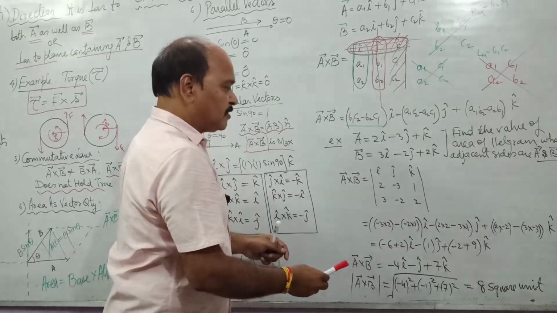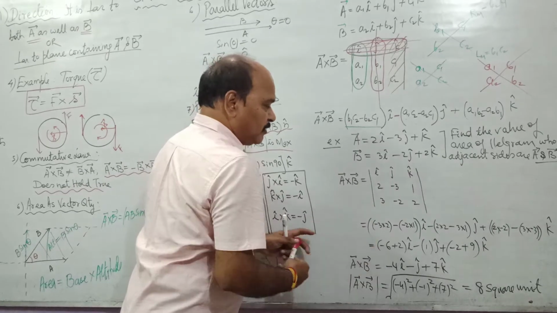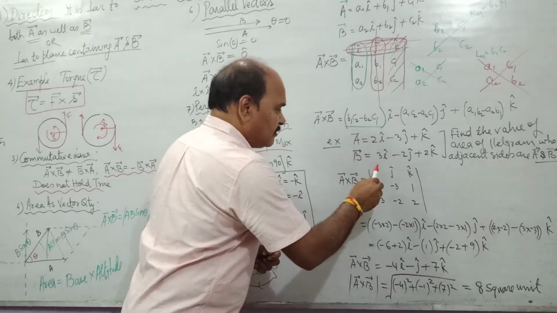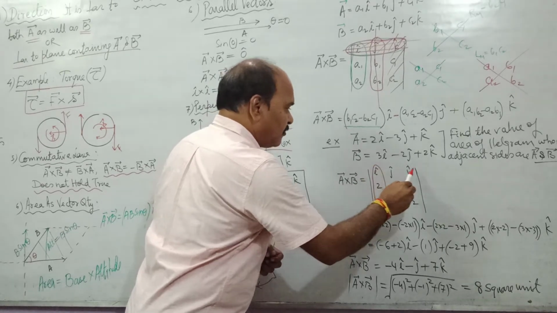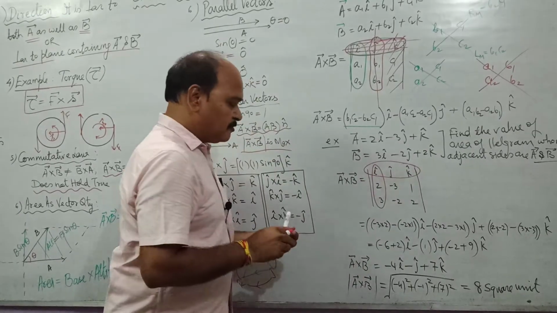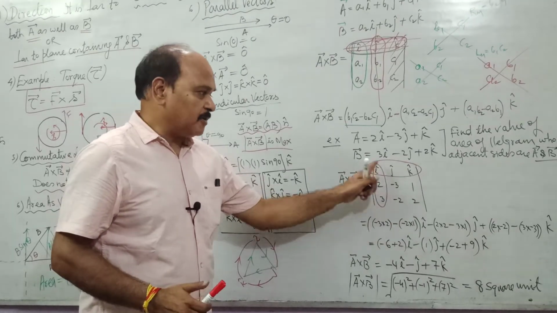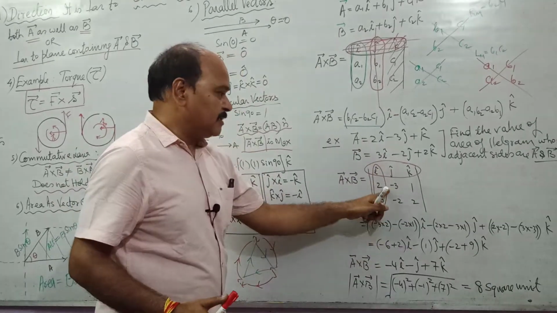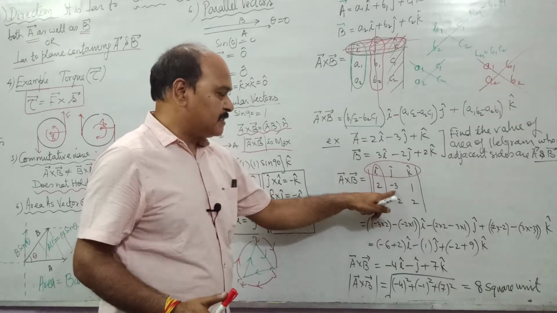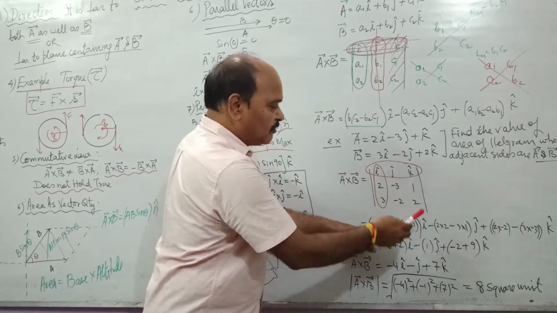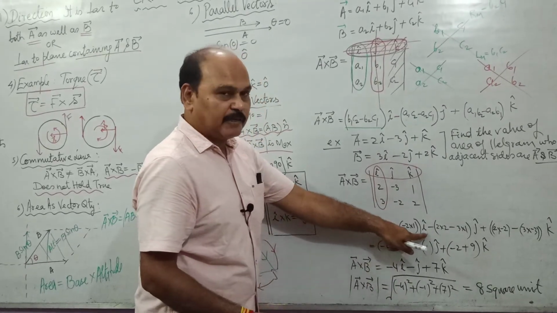So what is this cross product? It is going to be, first, the coefficient of I. For finding the coefficient of I, we hide the row and the column I belongs to. We are left with these four elements. The product of minus 3 with 2 is minus 6, minus 2 into 1. That is the coefficient of I.